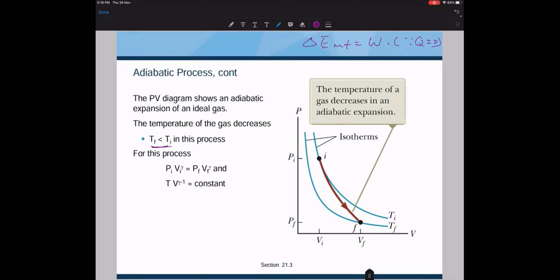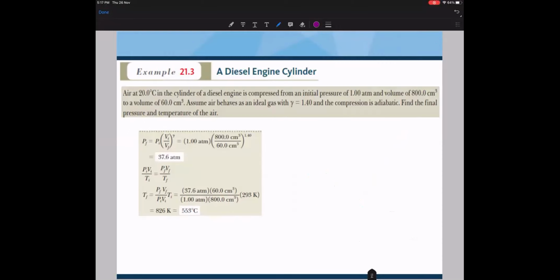So for the adiabatic process, Pi times Vi to the power gamma is equal to Pf times Vf to the power gamma. Or if you substitute the P on the two sides by the ideal gas law, you would have the second relation as well: Ti Vi to the power gamma minus 1 is equal to Tf Vf to the power gamma minus 1. Sounds fairly complicated. So once again, it's better to take a look at an example.